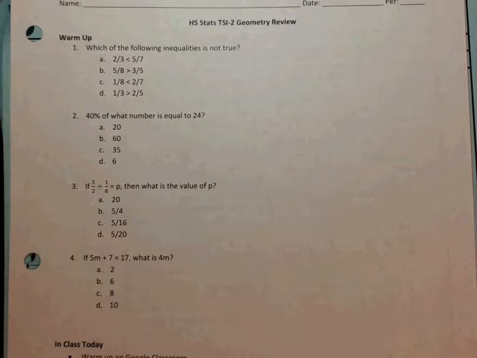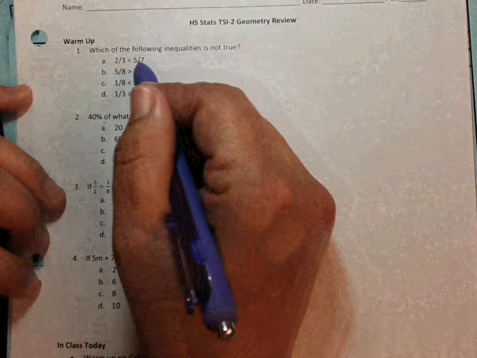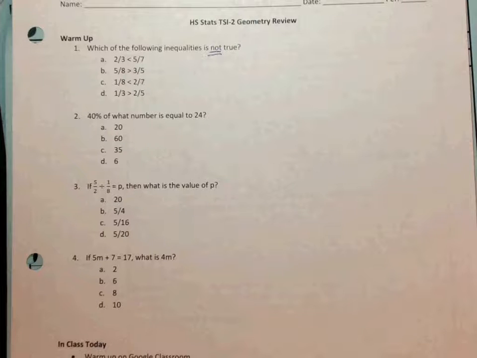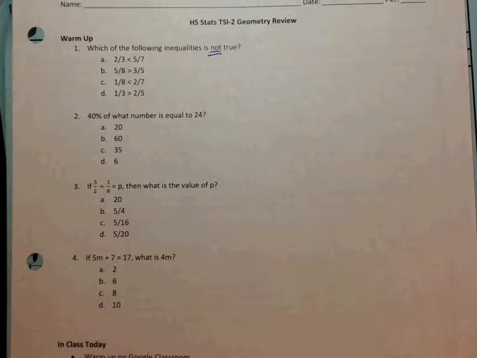Here are the review problems, or just our warm-up for our second day when we're doing geometry review, but these are mixed. And remember that you can't use a calculator when you're doing these on the TSI. So if I was saying, which of the following equalities is not true? Underline that not to make sure I don't forget it. Half the trick of doing well is to actually see what the question is asking for. All right? So not true.